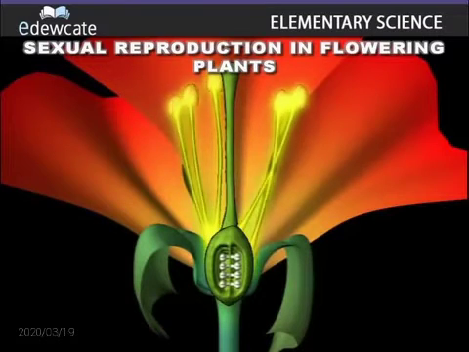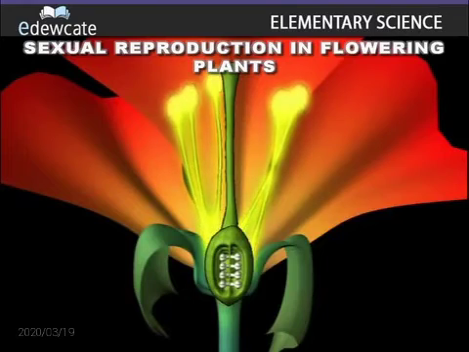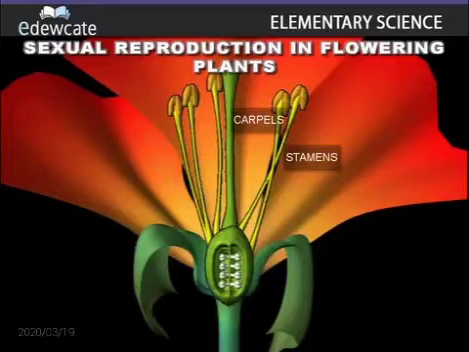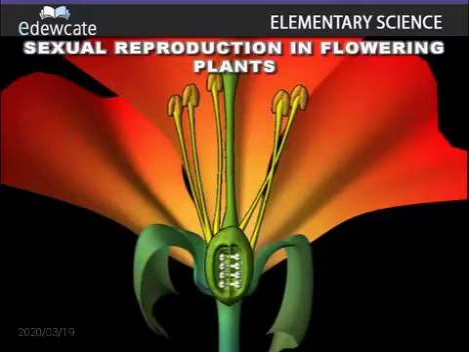The reproductive parts of angiosperms are located in the flower. There are different parts of a flower which include sepals, petals, stamens and carpels. Stamens and carpels are the reproductive parts of a flower which contain the germ cells.